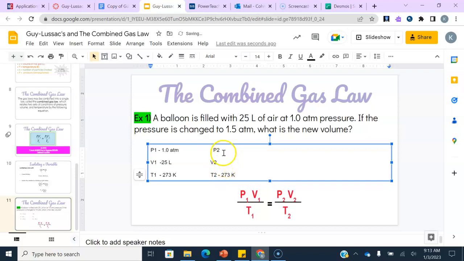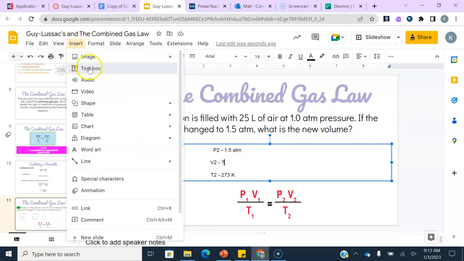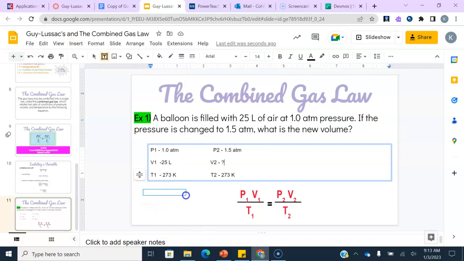Okay, our pressure is changed to 1.5 atmospheres, and our V2 is what we're looking for. Now we have all of our variables, so we can plug this in. Let's go ahead and do that. I'm going to insert a new text box and do it over here.